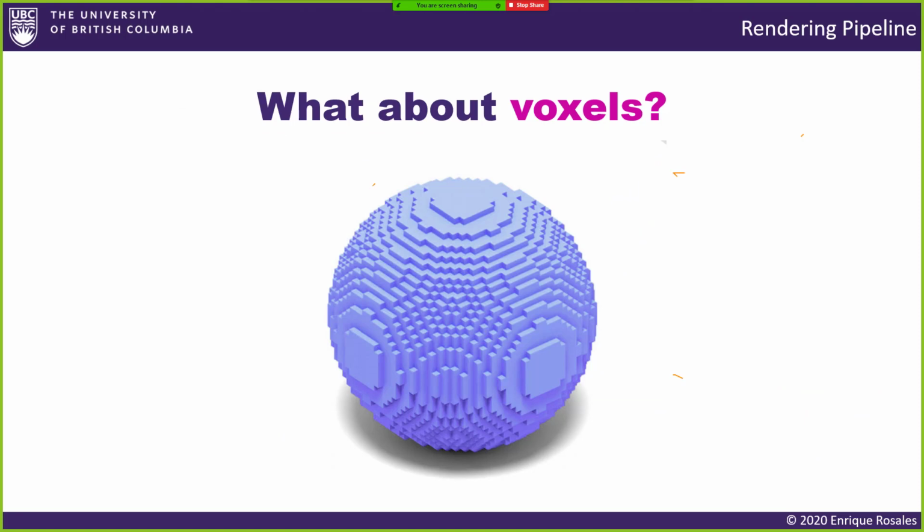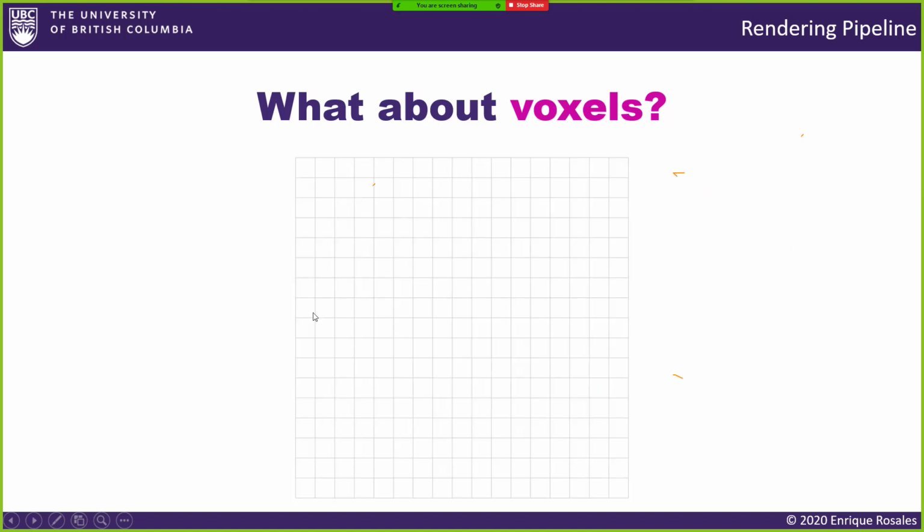Can you see like an orange thing here? I don't know what that is. It's kind of weird. So what are voxels? What is happening? Someone is drawing on top of our Zoom, and it's not me.